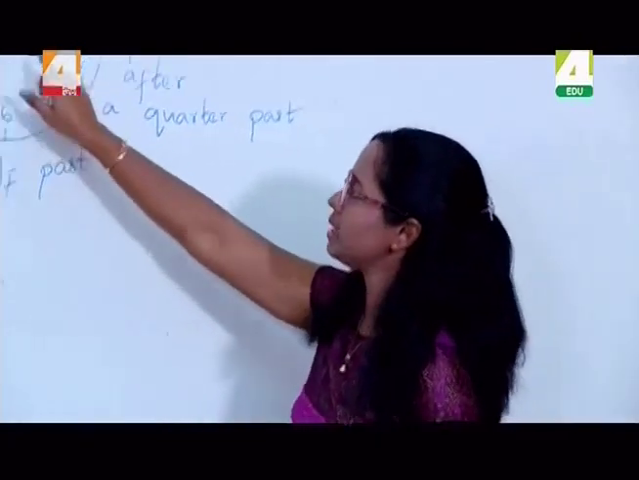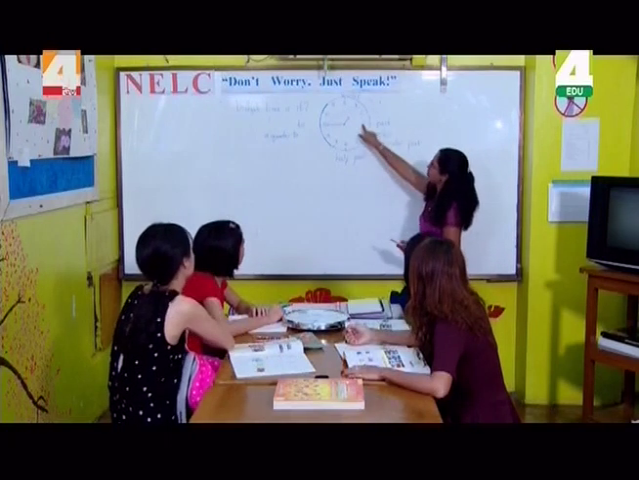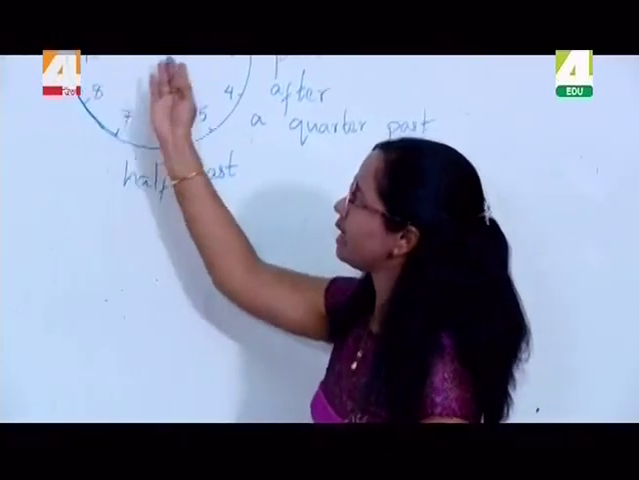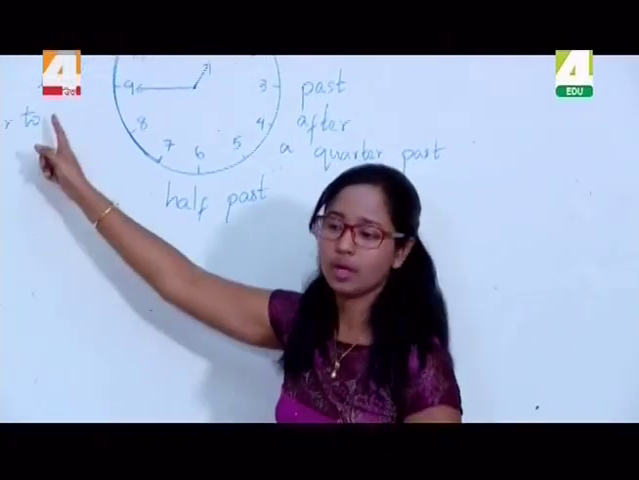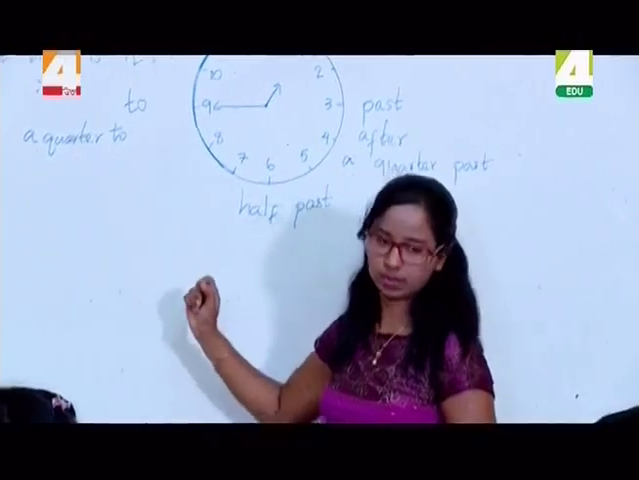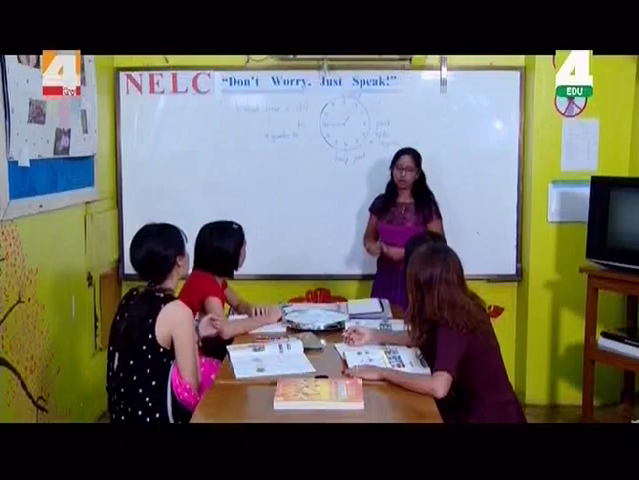If the minute stick is this side, we can use past or after. But at 3, we use a quarter past. If the minute stick is near 9, we use a quarter to. At 6, half past. At 12, o'clock. Got it, right?